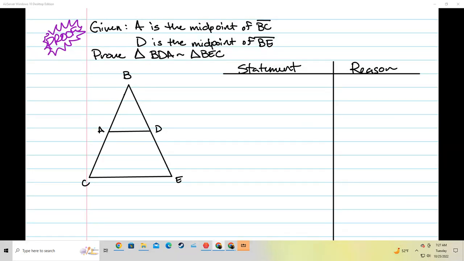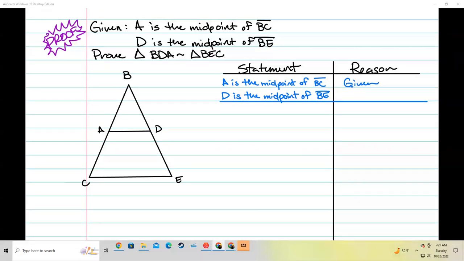Okay, so as far as the picture is concerned, I don't see anything in my picture. I always start with my given, so let me go ahead and do that right now. I'm going to say A is the midpoint of BC, and D is the midpoint of BE. Hey, they're telling me it's a midpoint. I should not say anything about a bisector because it's not a bisector. It is a midpoint. So make sure when we do this that you don't use the word bisector, you use the word midpoint instead later on down the road.